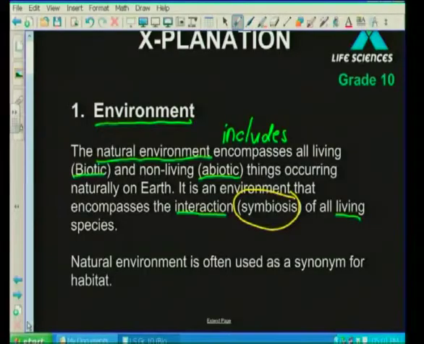All right. And like I said now, the natural environment is often used as a synonym for the word habitat, which means it's the same word as the word habitat. So those two words, environment and habitat, are very similar.